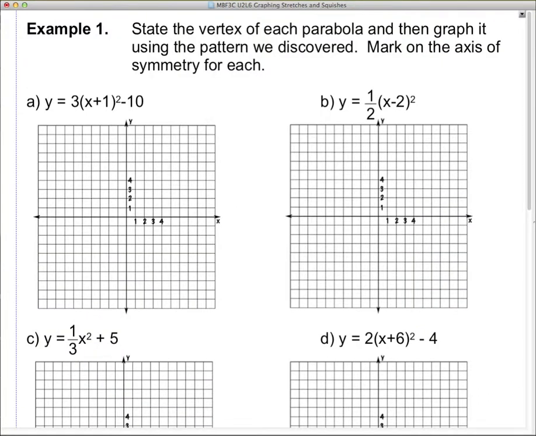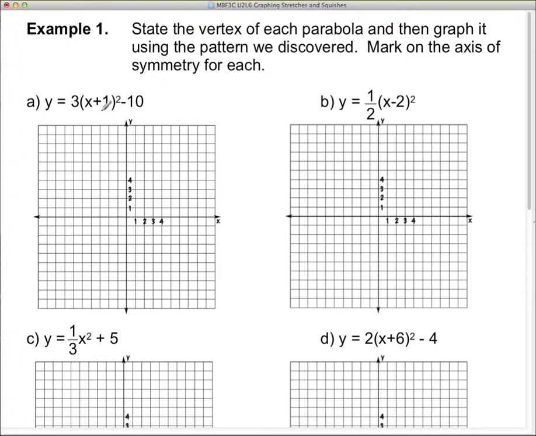So let's have a look at a few examples. These are similar to the last one because I'm going to be honest with you, I was a little bit lazy, so I just copied this and then put in a few different numbers here. So this says state the vertex of each parabola and then graph it using the pattern we discovered. Mark on the axis of symmetry for each. Okay. I may not actually mark on the axis of symmetry on all of them, but we'll have a look.